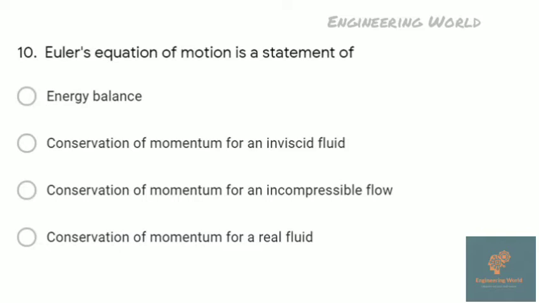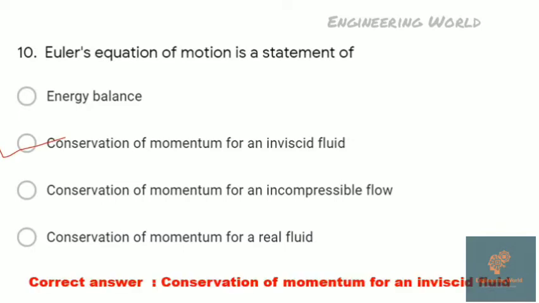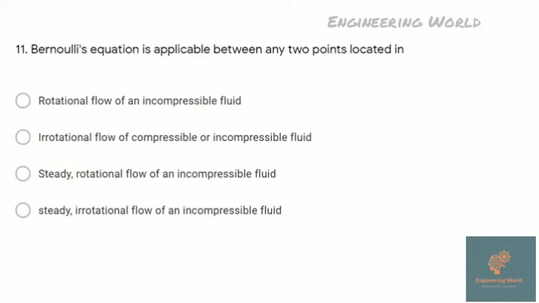Next is Euler's equation of motion is a statement of. Euler's equation is derived using Newton's second law of motion, and hence the correct one is conservation of momentum for an inviscid fluid. Then Bernoulli's equation is applicable between any two points located in. This is straightforward, but many students made a mistake here.